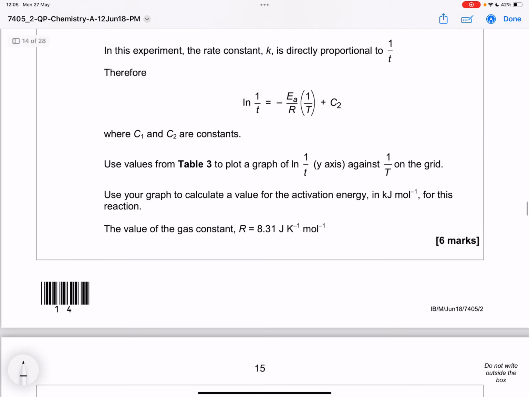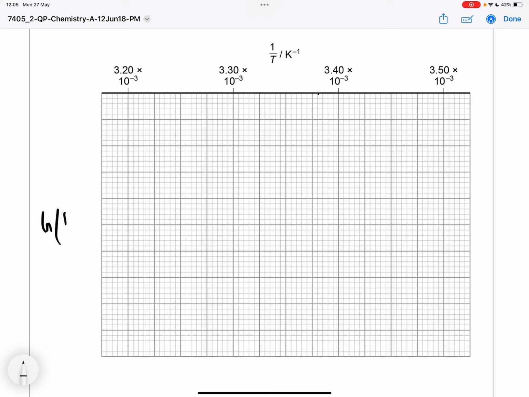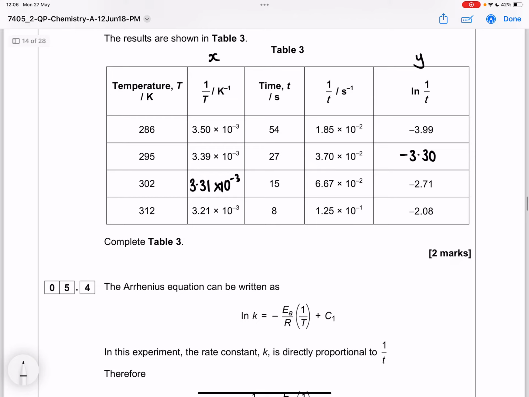So what we want to do now is plot those points. They've given us some grid, and remember that AQA always give you this grid that's just about the right size. So if we look at our table, our ln k values go from minus 2.8 to almost minus 4. So if we spread this out on our graph, we can see how we can just nicely fit the whole thing in. They've given us just the right space to really spread it out so that we can plot those points accurately.